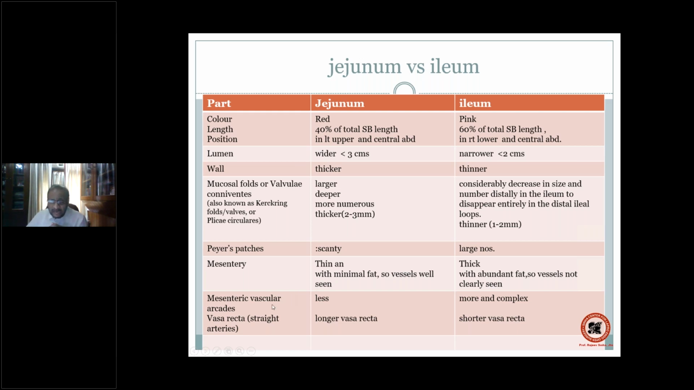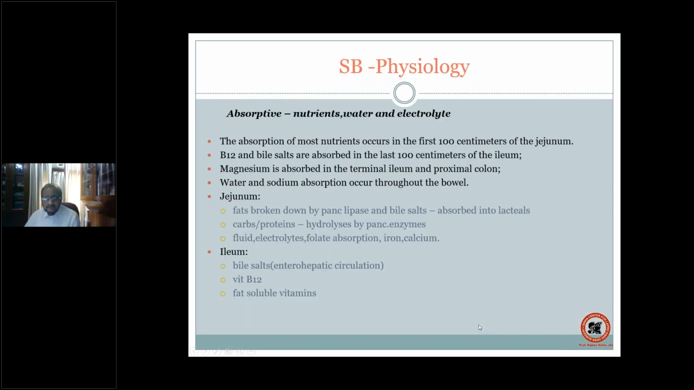And if you look at the mesenteric arcade and the vasa recta, which are straight arteries in the mesentery, you'd find that the arcades are much less or few in the jejunum, and you have a longer vasa recta as opposed to ileum, where you got more and complex vascular arcades and very short vasa recta.